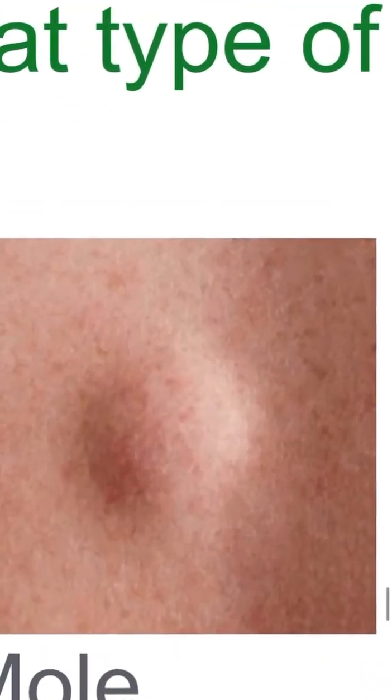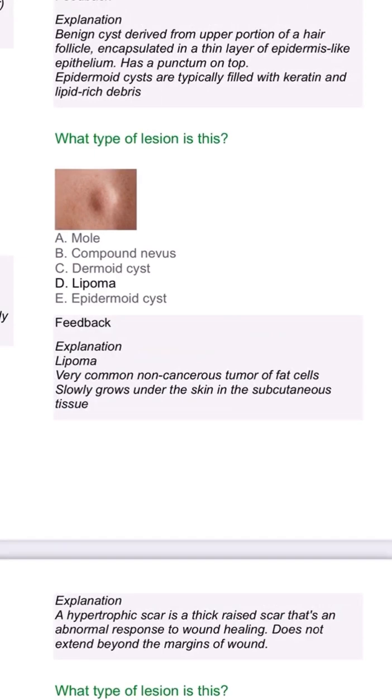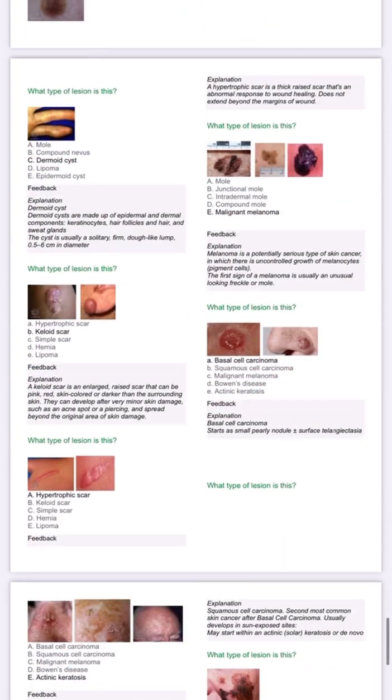Which type of lesion is this? This is a lipoma under the skin. A very common non-cancerous tumor of fat cells, slowly growing under the skin in the subcutaneous tissue.